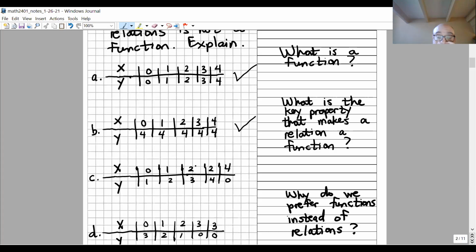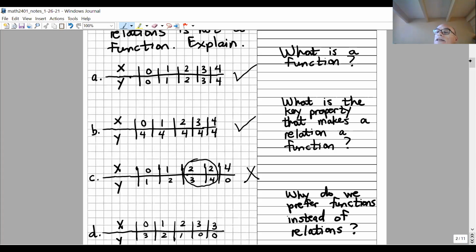What about C? Not a function. Yeah, and what messes that up is right here. We repeated the x coordinate, and that really shouldn't happen in a function. You repeated x coordinates with different y coordinates, so this one is not a function.